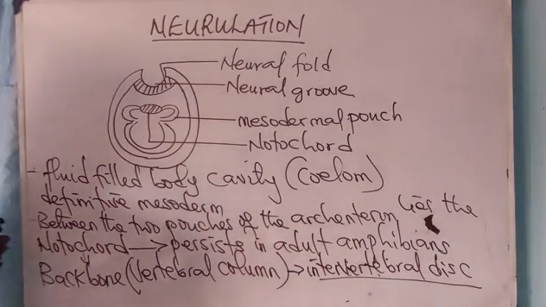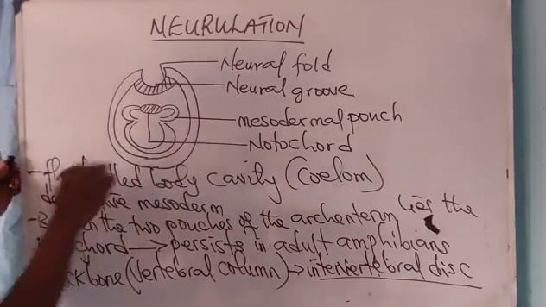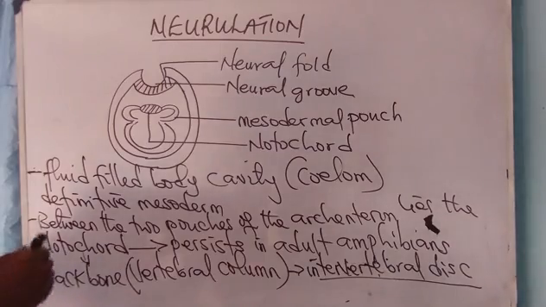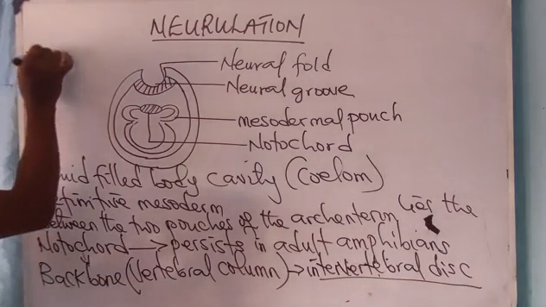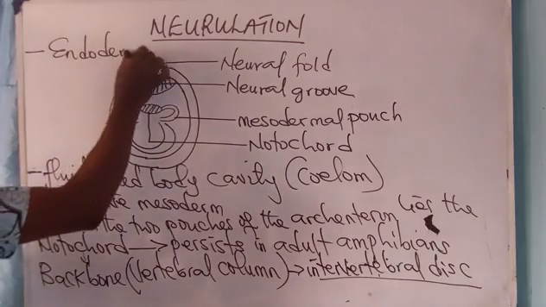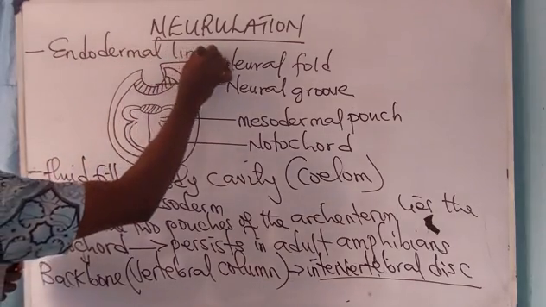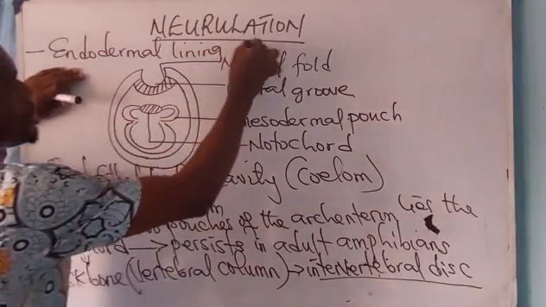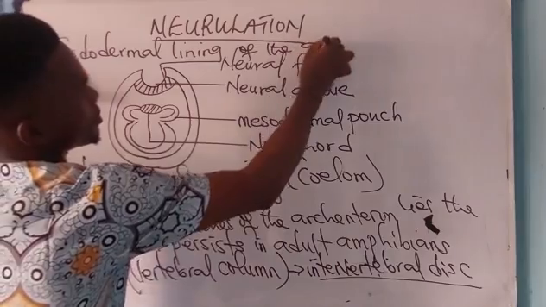Now, the rest of the other parts of the archenteron wall forms what? Endodermal lining. Forms endoderm, lining what? The gut.